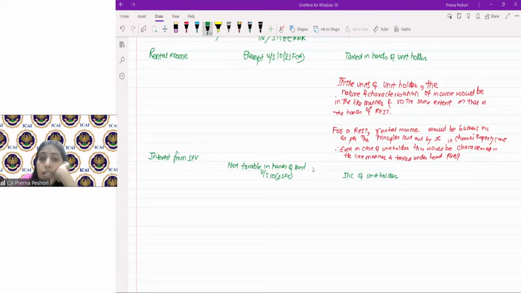Now, interest on the loan given to the SPV, whether it would be treated as business income or income from other sources.